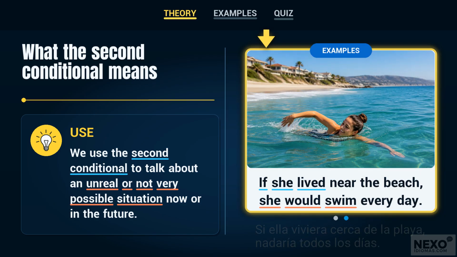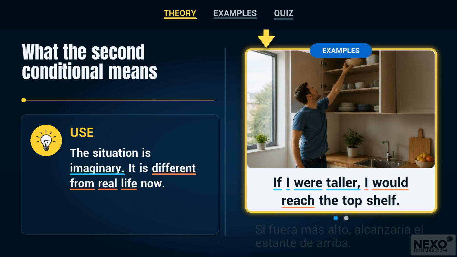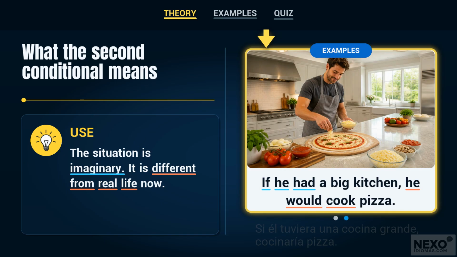Example: if she lived near the beach, she would swim every day. The situation is imaginary. It is different from real life now. Example: if I were taller, I would reach the top shelf. Example: if he had a big kitchen, he would cook pizza.